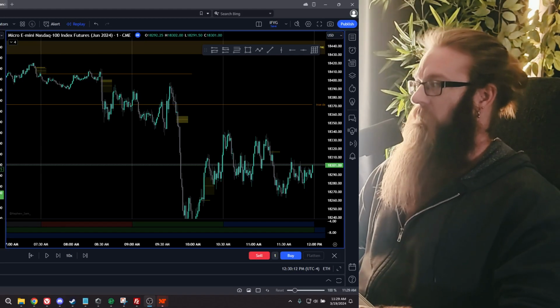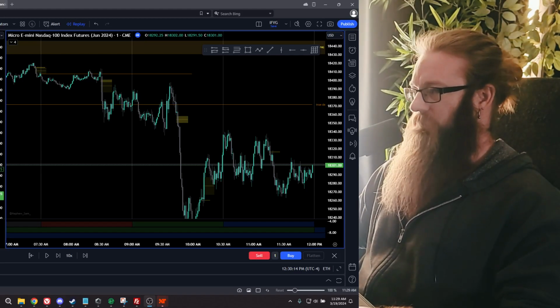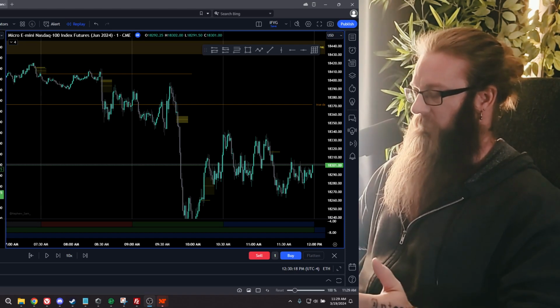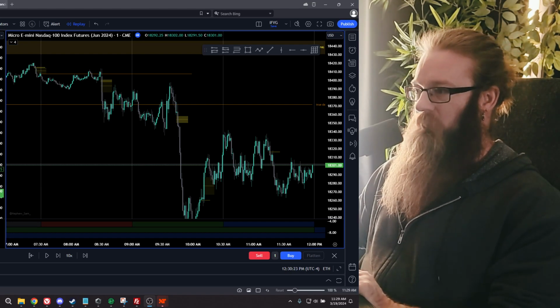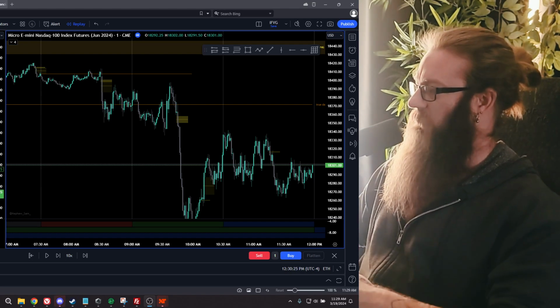Welcome back. So today I am going to talk about my entry model. The entry model that I use is not mine. The entry model that I use is using inverted fair value gaps.